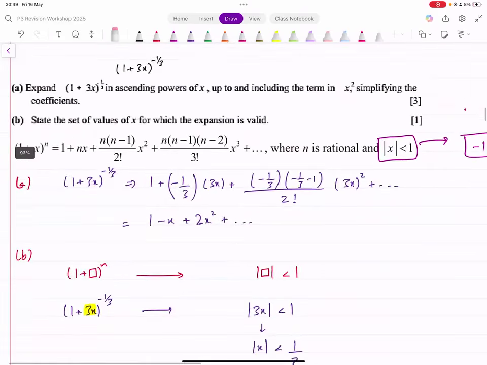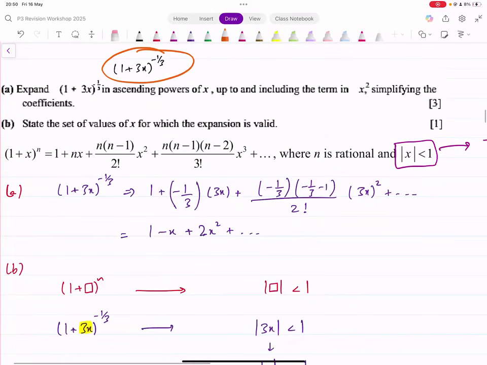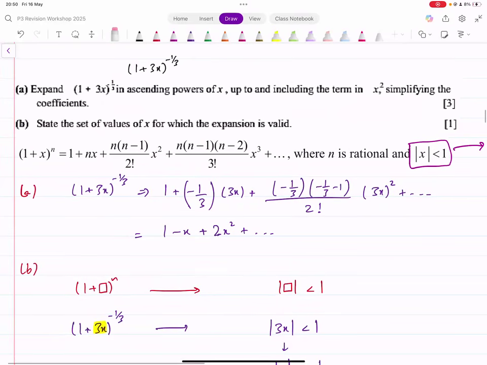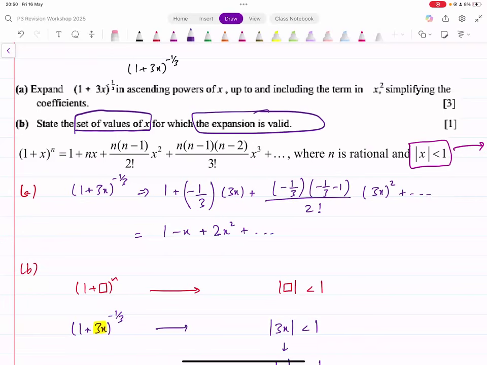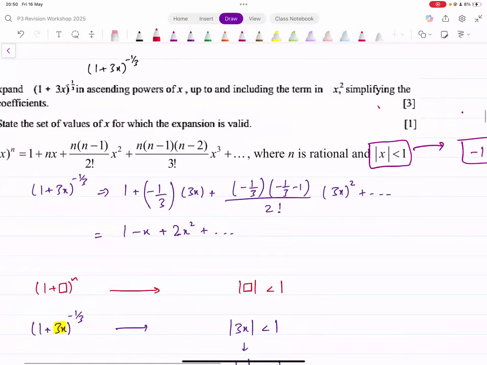Now, there's a question that they ask after you've done a binomial expansion. So this is (1 plus 3x) whole raised to power minus 1 over 3. They want you to expand this, first of all, up to and including the term in x squared. Let's say you've done that. But then they're saying, state the set of values of x for which this expansion is valid. Now, what does that mean? If you look at the formula, I did not talk about this condition before, but now let's talk about that. There's another condition at the end that's given.